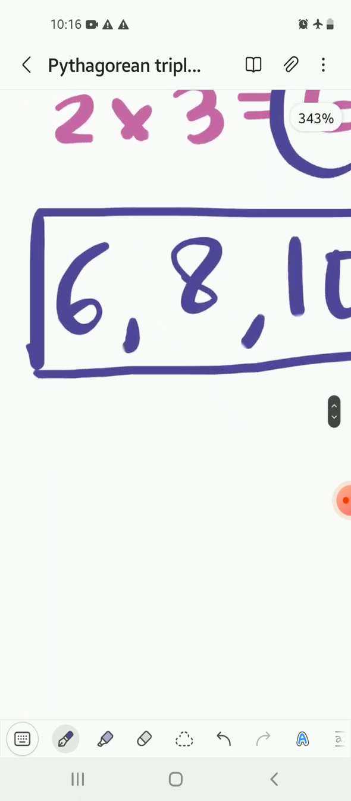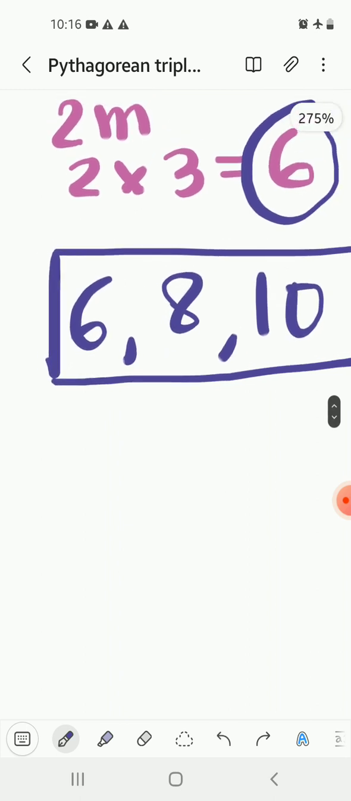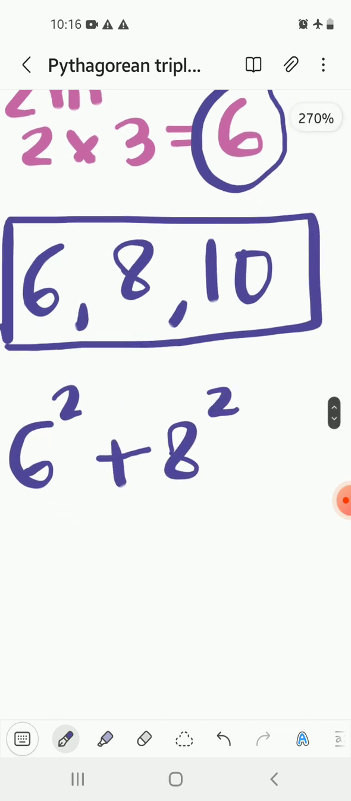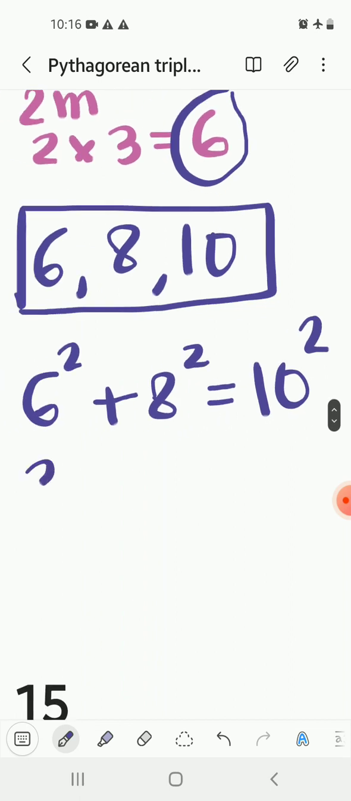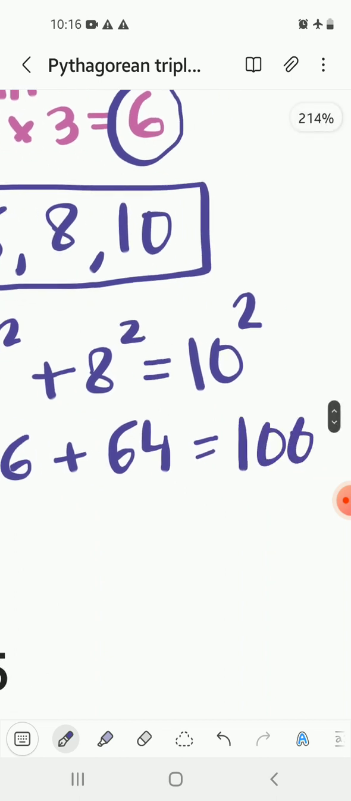Now, to check whether the answer is correct, we will use it in the formula a square plus b square is equal to c square. We'll check whether 6 square plus 8 square is equal to 10 square or not. If yes, then my answer is correct. See, 6 square becomes 36, 8 square becomes 64, which is equal to 100. That is the value of 10 square.